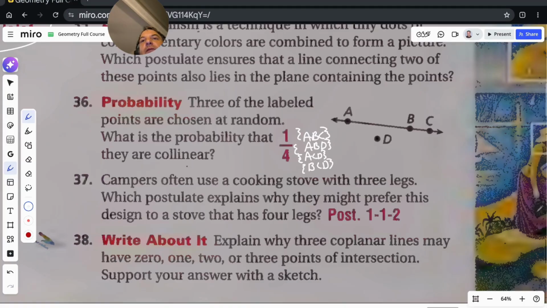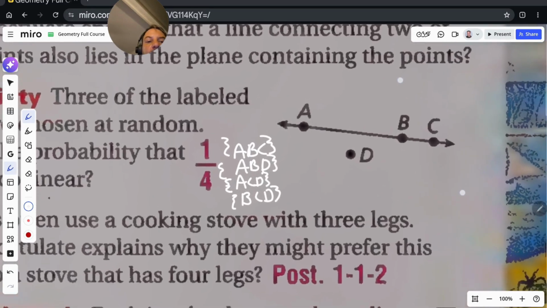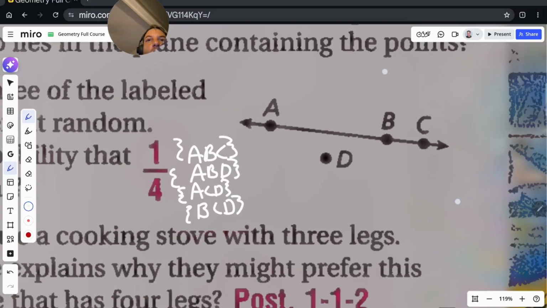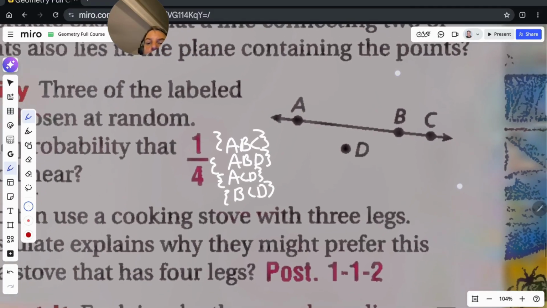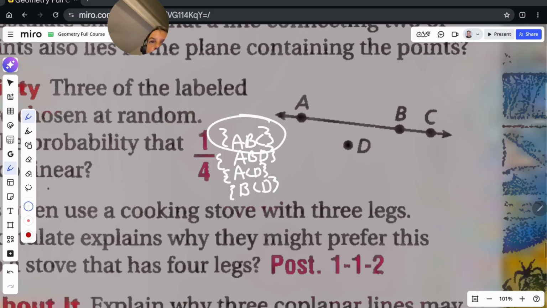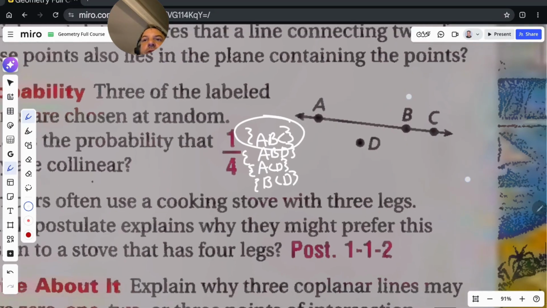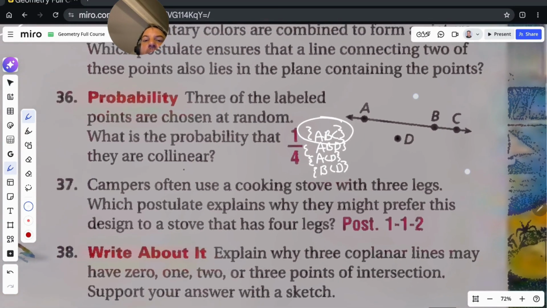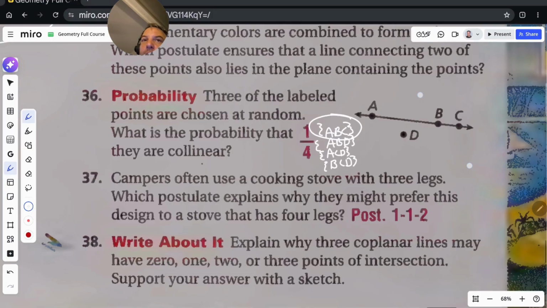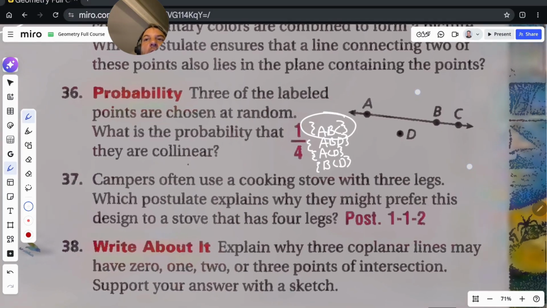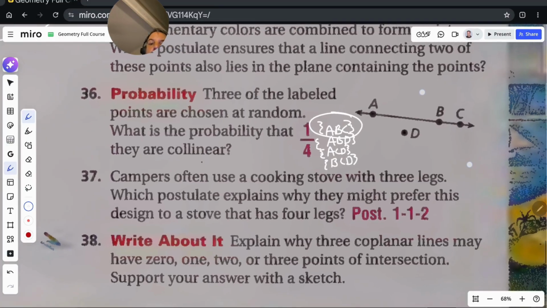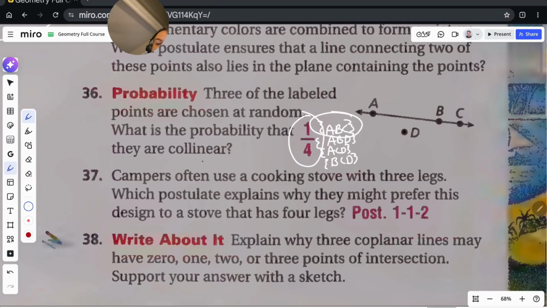And now we can count how many of those groups are collinear. Now looking at the figure, A, B, and C are the only 3 points on the straight line. So only the group A, B, C is collinear. That is one group. So probability is favorable outcomes divided by total outcomes. That would be 1 out of 4, in other words, 1/4. So 1/4.